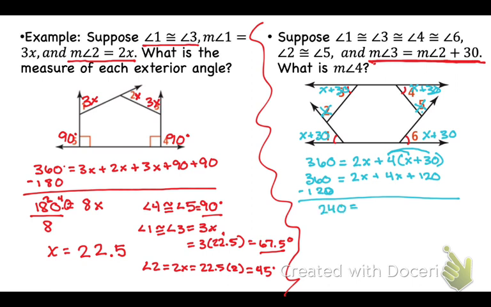6x, divided by 6. And that's 80? No, it's not. It's 40. That's because 3 times 8. So x equals what?